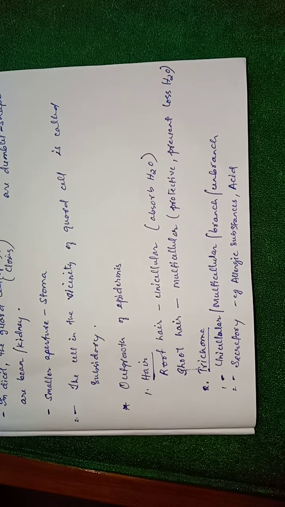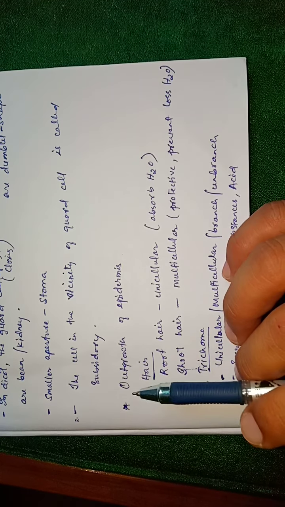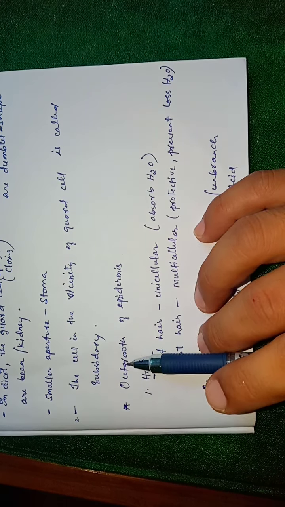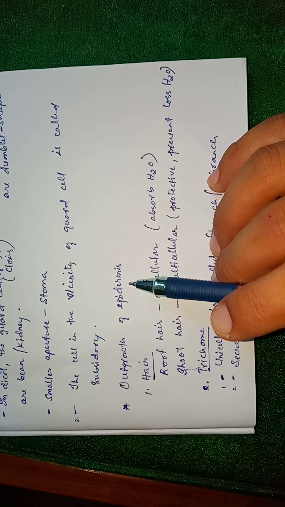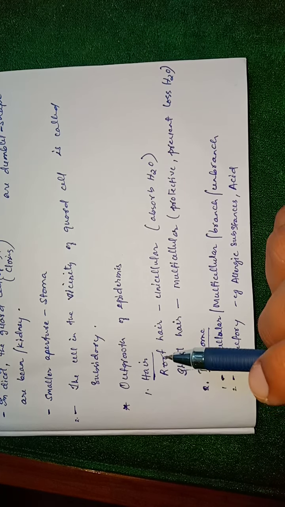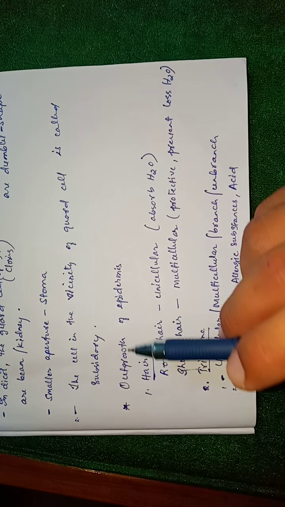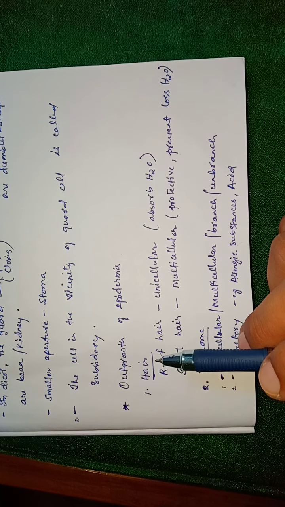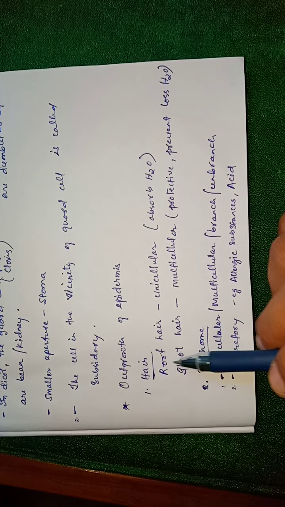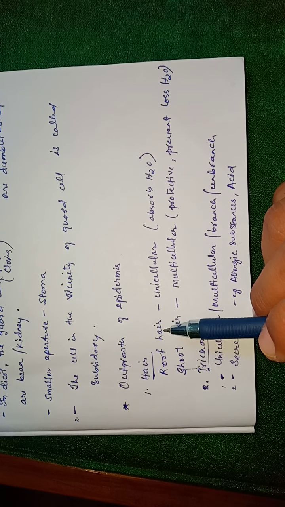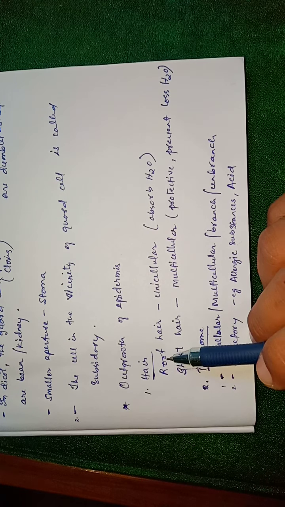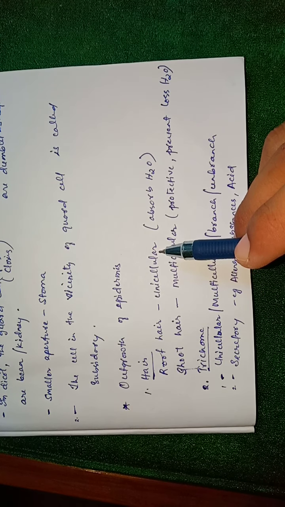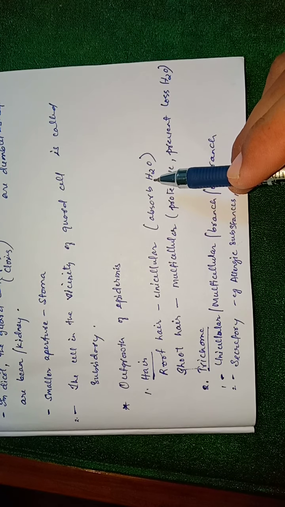Now, apart from this epidermis, apart from this stomata, let's discuss certain outgrowths of the epidermis. So the first structure that arises from the outgrowth of epidermis is the hair. Hairs are epidermal outgrowths found in both root and shoot. The hair that is found in the root is called the root hair, and the root hair is unicellular in nature, and the main function of this root hair is to absorb water.